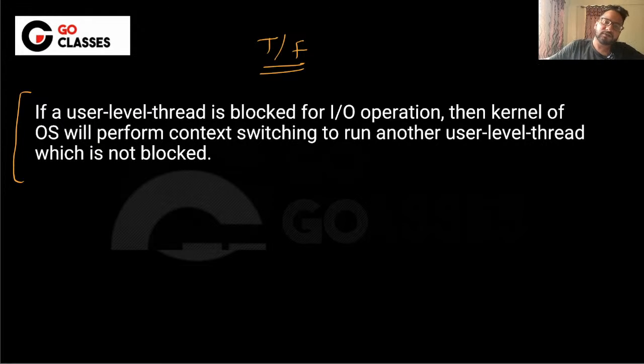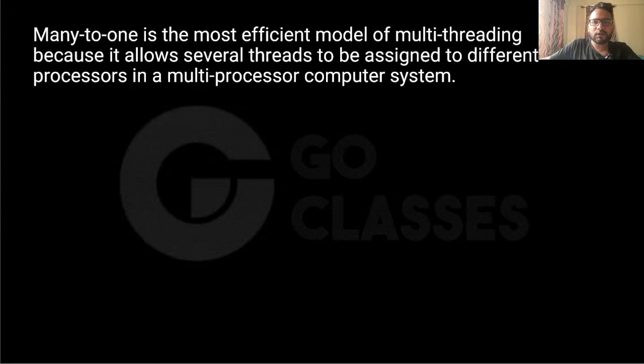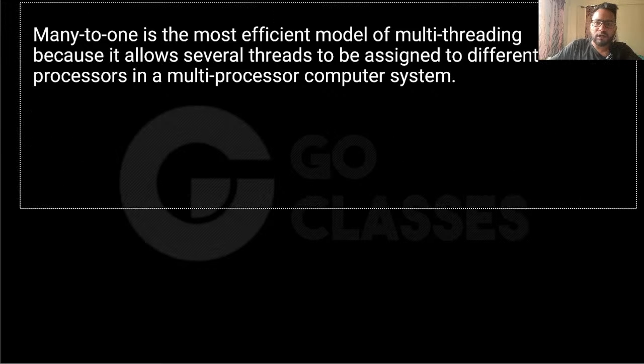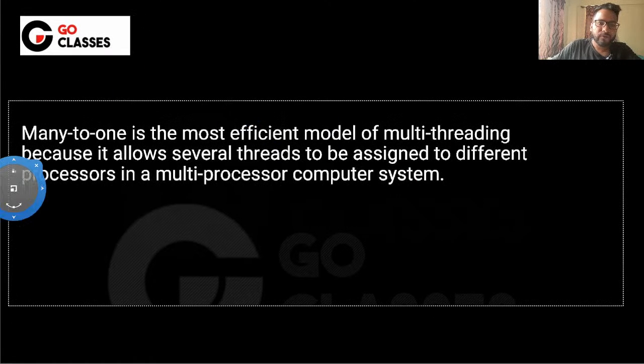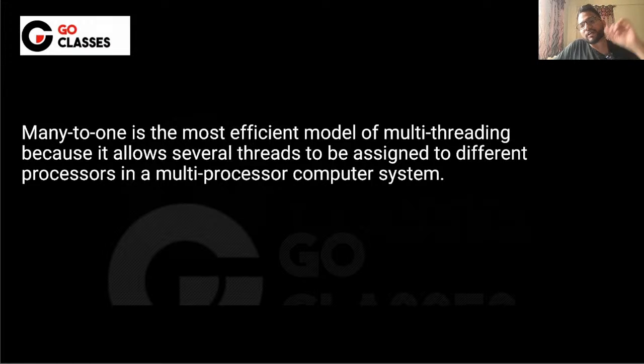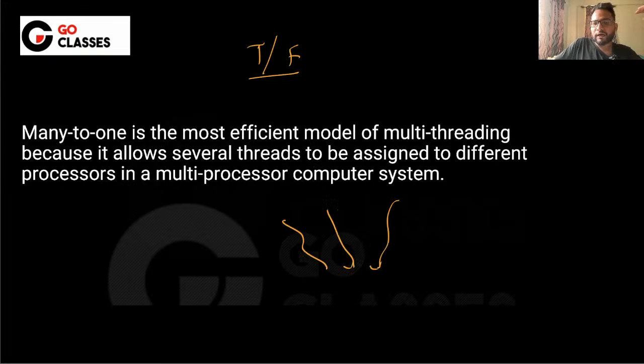False, right? This is false. So great. This is false. Let's move further. So let's just answer this question. What they're asking is that many to one is the most efficient model of multi-threading. Okay, this is again true or false. Many to one means there are many user level threads and only one kernel level thread, right?